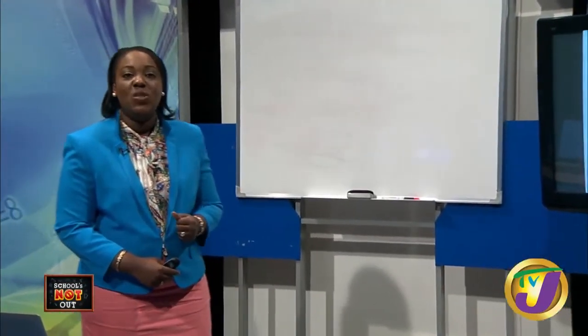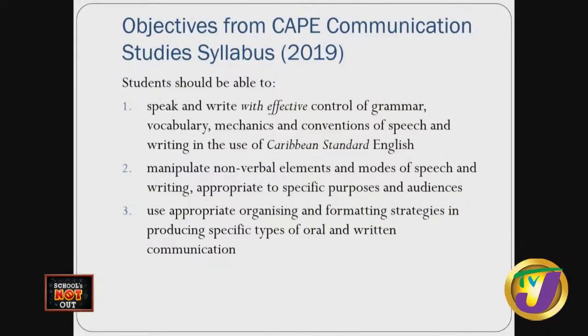So, our objectives from the CAPE Communication Studies Syllabus 2019 require students to be able to speak and write with effective control of grammar, vocabulary, mechanics, and conventions of speech and writing in the use of Caribbean Standard English. Students should be able to manipulate nonverbal elements and modes of speech and writing appropriate to specific purposes and audiences. Students should be able to use appropriate organizing and formatting strategies in producing specific types of oral and written communication.